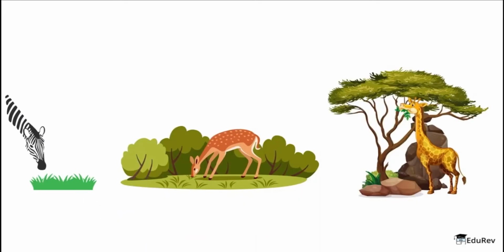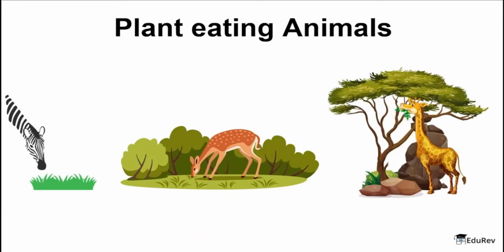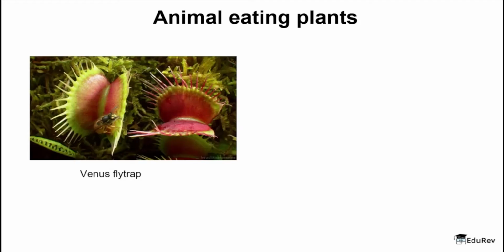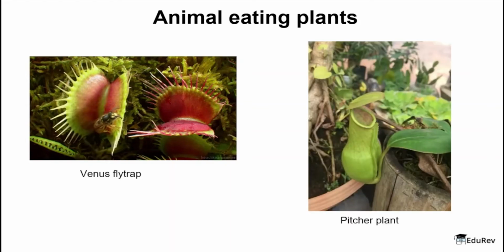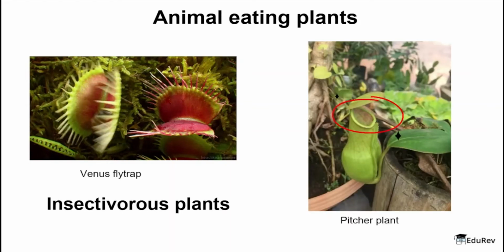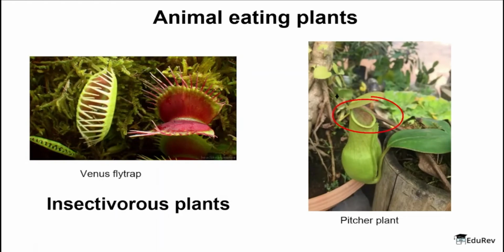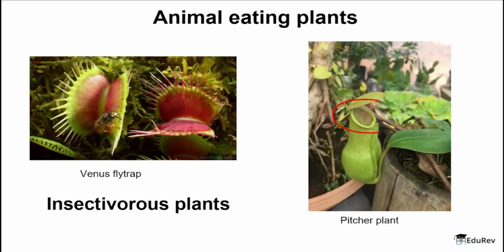What we see on the screen right now are the examples of plant-eating animals. That is, all of these different animals eat plants. But have we ever come across any animal-eating plant? Well, this is quite different, right? But there exist certain plants who actually eat animals, okay? For example, we have Venus flytrap, which eats insects. Or we have pitcher plant, which has a kind of lid-like structure, as you can see, and this lid closes as soon as there is some insect which is trapped inside the pitcher, and these plants are called insectivorous plants.